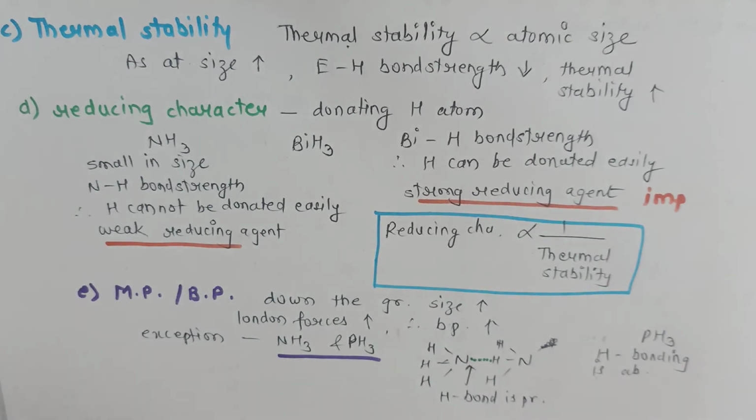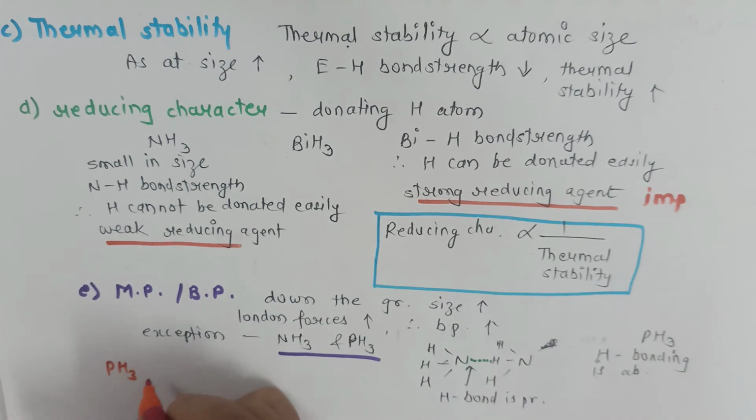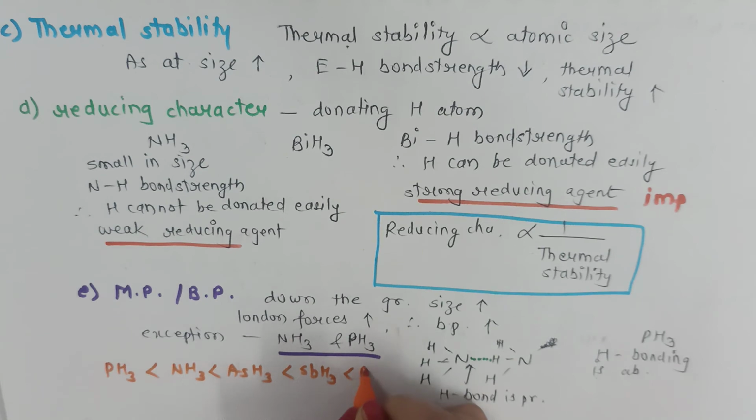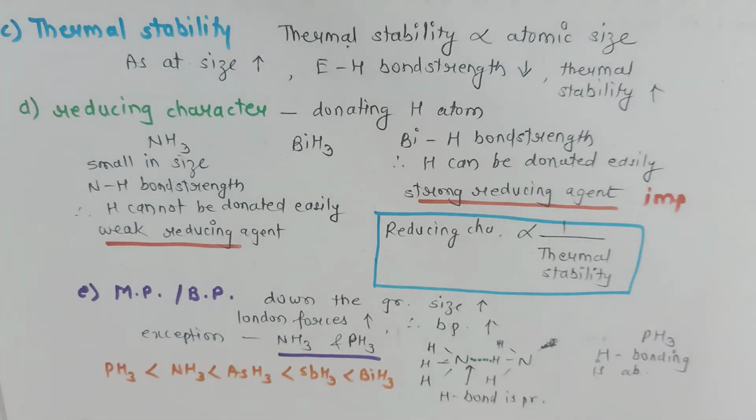And as a result, the boiling point of phosphine becomes less than that of ammonia. So if I want to write the sequence, phosphine will have the least boiling point as compared to ammonia, as compared to arsenic hydride, antimony hydride and bismuth hydride. This is the sequence we have already seen in that table.